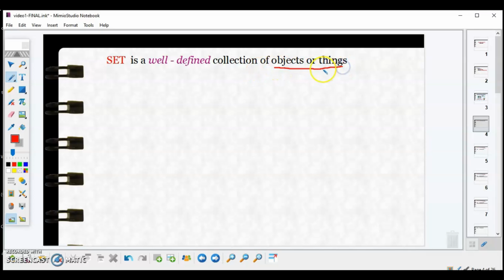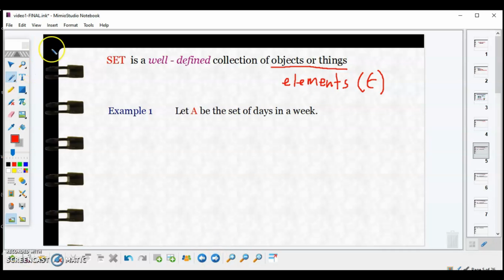Now, what do we call these objects or things that are found in the set? We call them elements. Yes, they are elements. And elements are denoted by an epsilon. It's a letter in the Greek alphabet, and we read this as element of, or belongs to. Okay, so let's take this example.